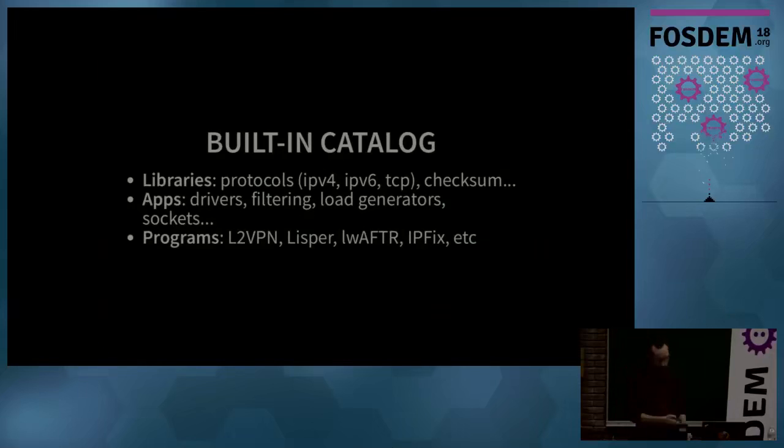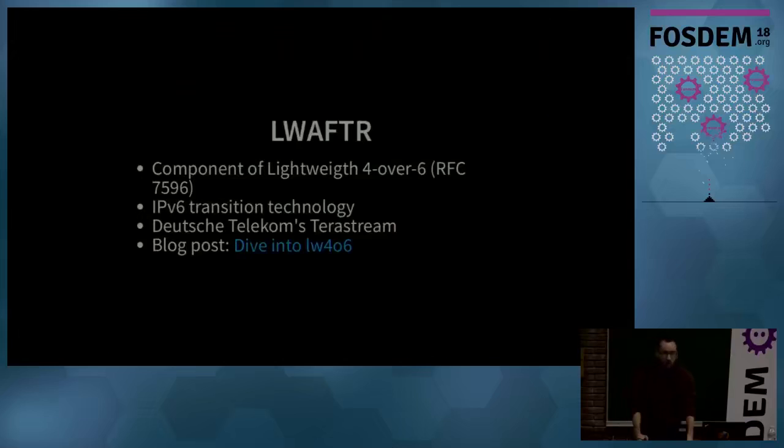On the next slides, I'm going to go through some of these applications that we built, and I will show you the things that we did. For example, we built a lightweight 4over6 network function. Lightweight 4over6 is part of a standard called lightweight 4/6. This is an architecture for deploying IPv6 only networks and still offering IPv4 connectivity and services.